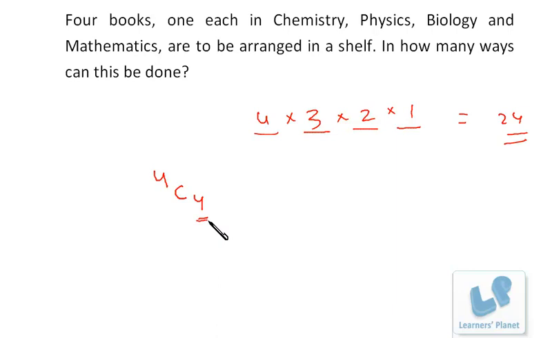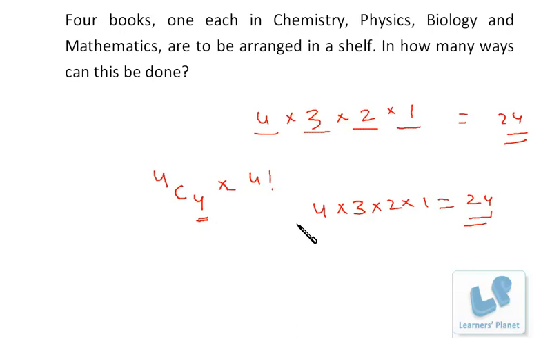Now I have selected these 4 books and I have to arrange them. So the selected objects can be arranged in 4 factorial ways. 4C4 is nothing but 1. So 1 into 4 factorial, that is 4 into 3 into 2 into 1, that is still 24. So it doesn't matter which method you adopt to solve the problem, either counting method or permutation or combination. Simply you have to solve the problem.